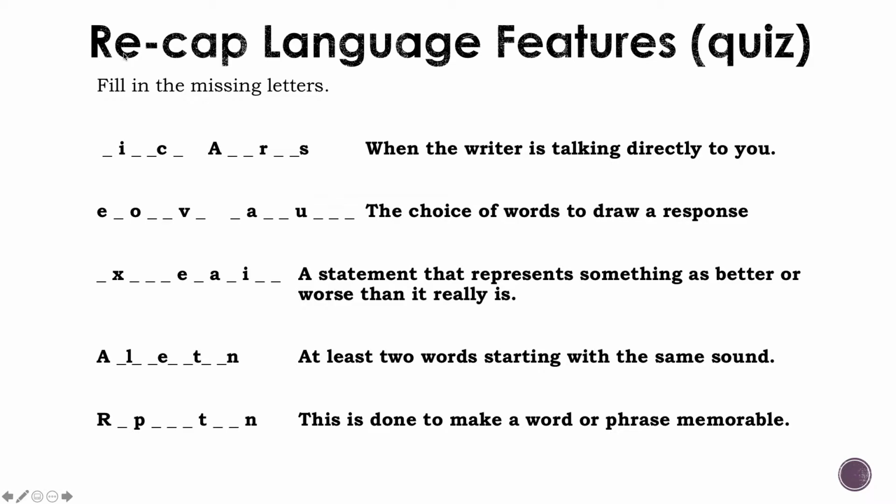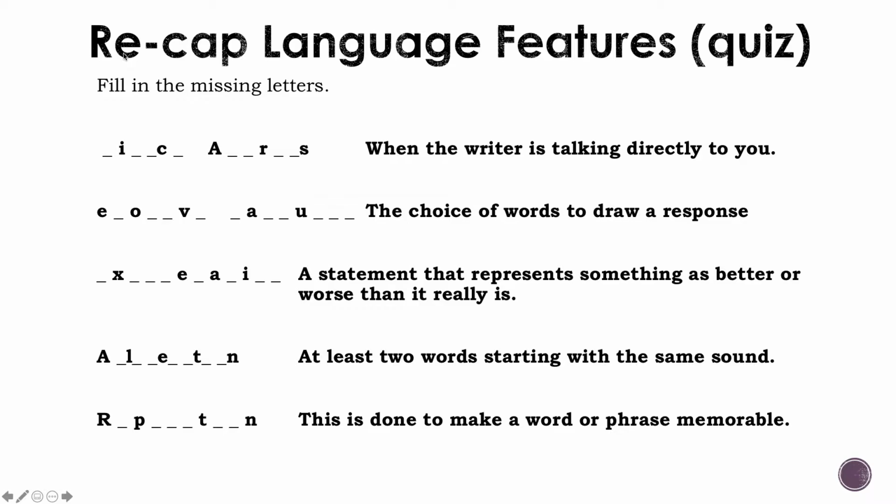Statement that represents something as better or worse than it really is, so that's exaggeration. Okay, now another word for exaggeration is hyperbole. Okay, so obviously it's not on here, but just remember that one. So that's when you might say that this is the best beer in the world, or this is the worst day of my life. So it's an exaggeration for effect. Okay, so two words starting with the same sound, that would be alliteration. So that would be, for example, boring Barney, an example of alliteration.